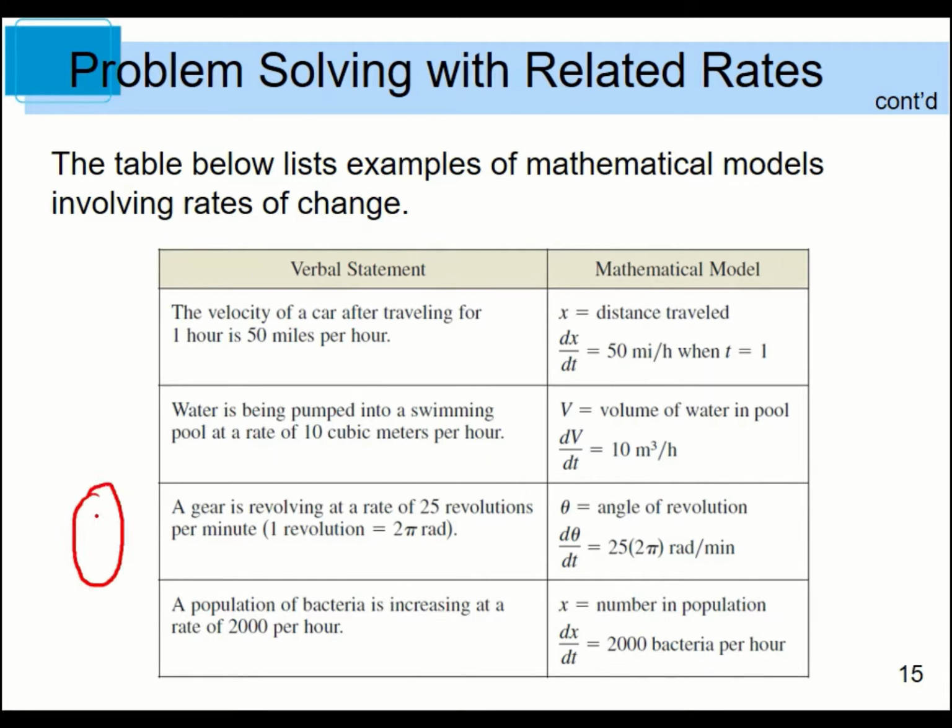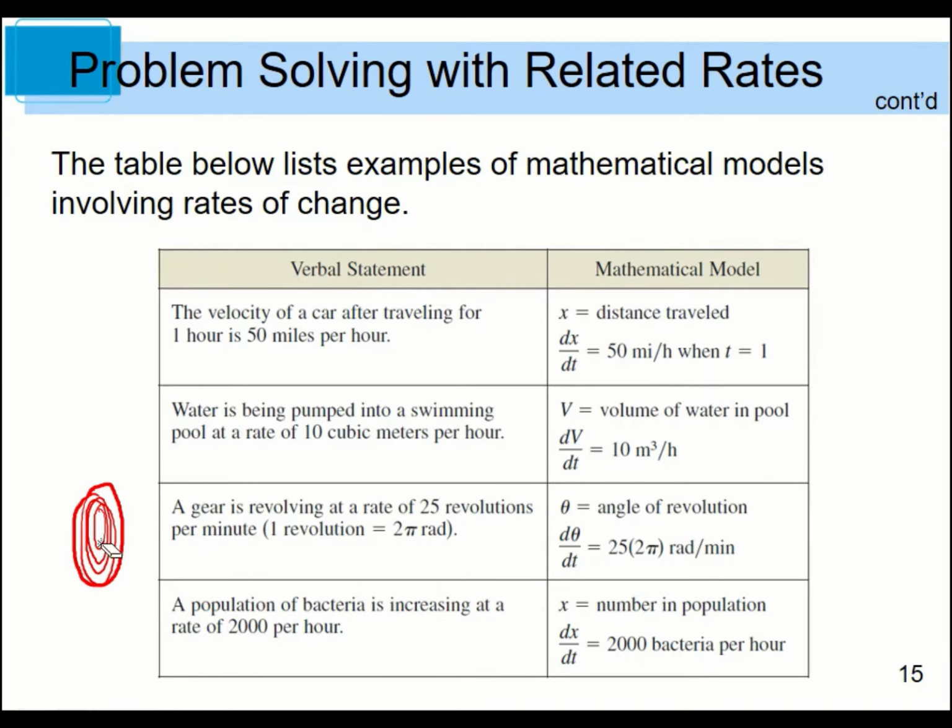So you can imagine it turning. When turning 1 full circle, we call that 1 revolution. So it is 25 revolutions, and each revolution is 2 pi, 1 circle, 2 pi radians. So we have 25 times 2 pi radians per minute.